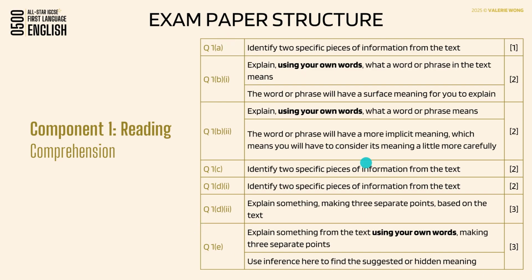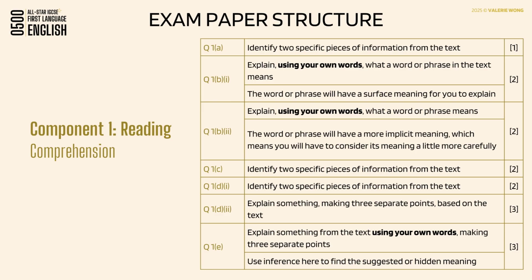This is 1A to E. Question 1A. To identify 2 specific pieces of information from the text, 1 mark. Question 1B1. To explain using your own words what a word or phrase in the text means. So the word or phrase will have a surface meaning for you to explain, which is also 2 marks. Question 1B, in entirety, you have to use your own words, but synonyms of those words are sufficient. If you want to use definitions, you can as well for the whole phrase, but don't repeat the words given.